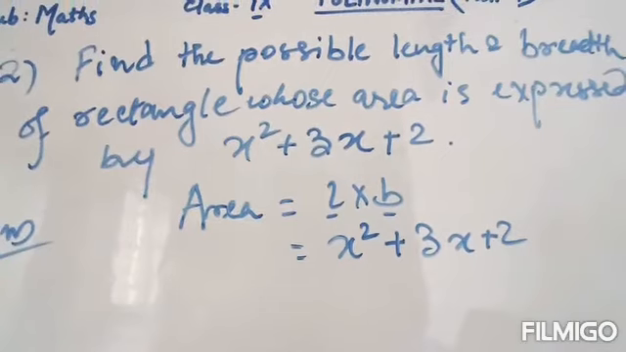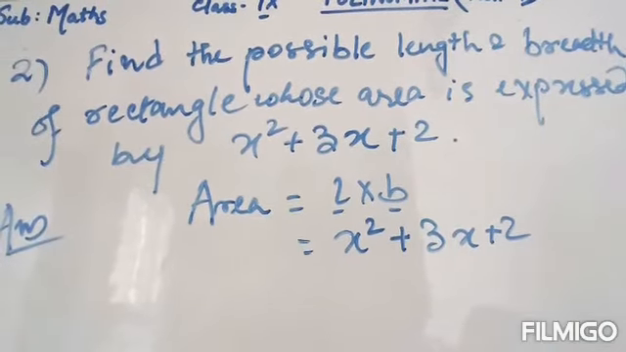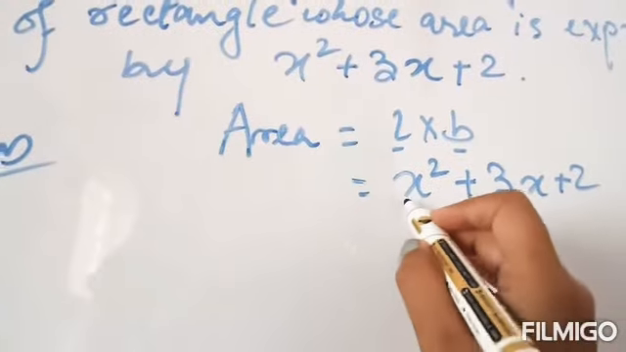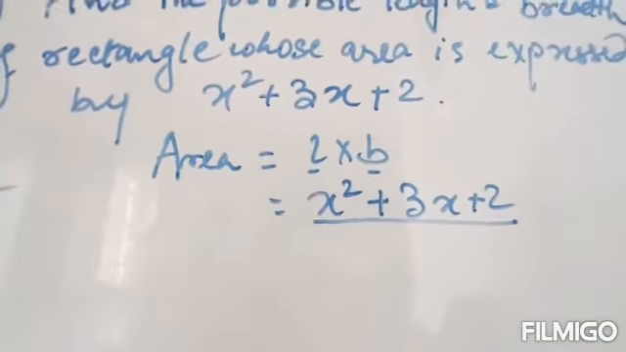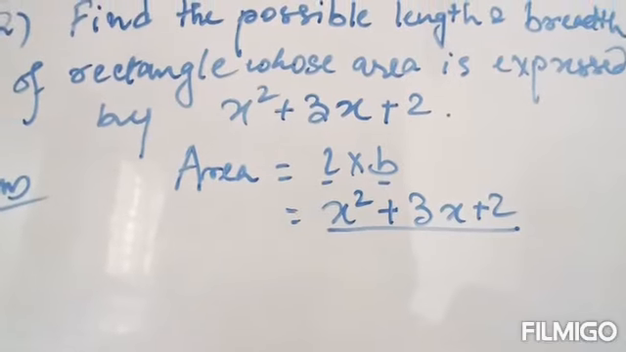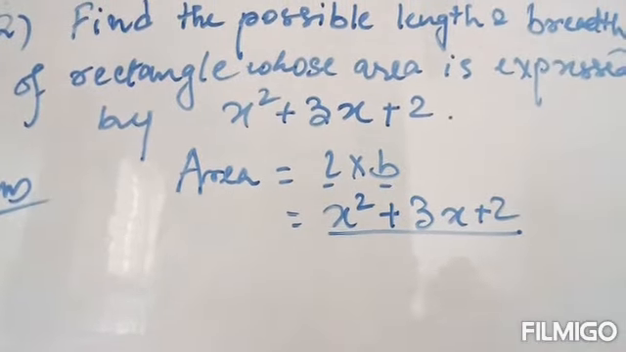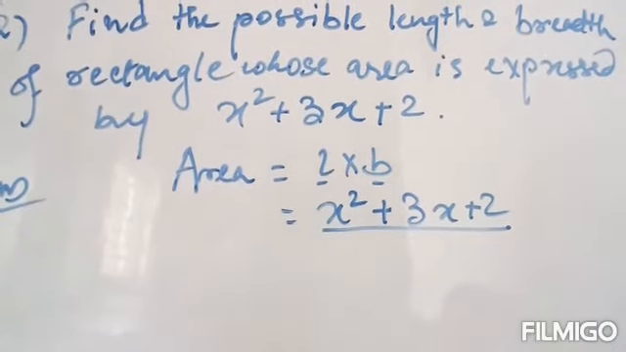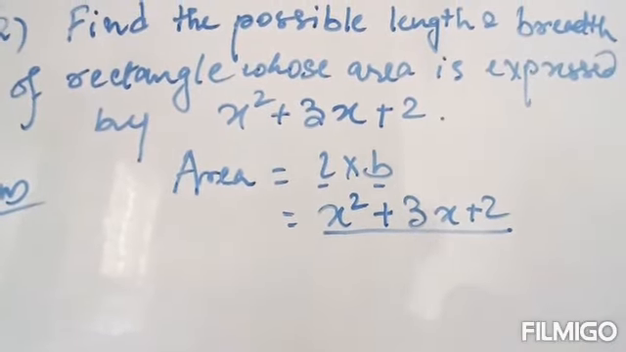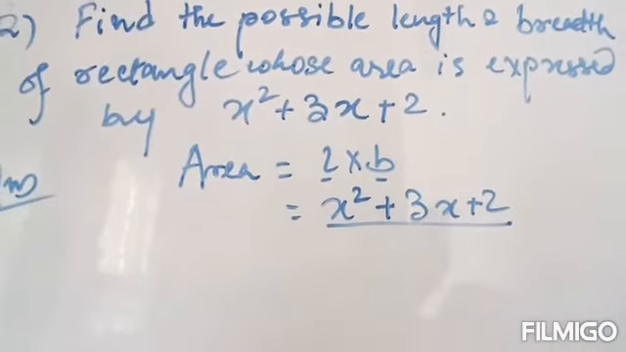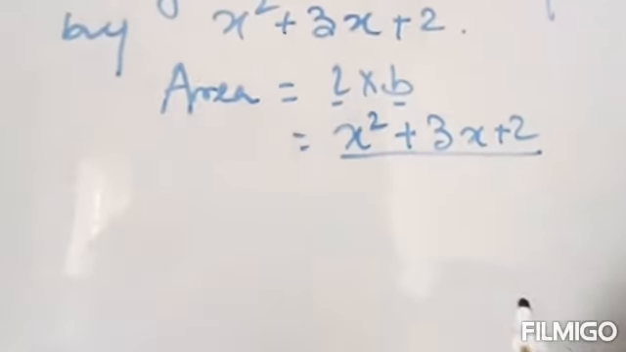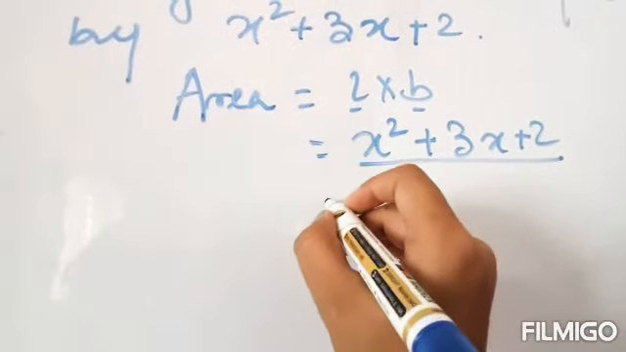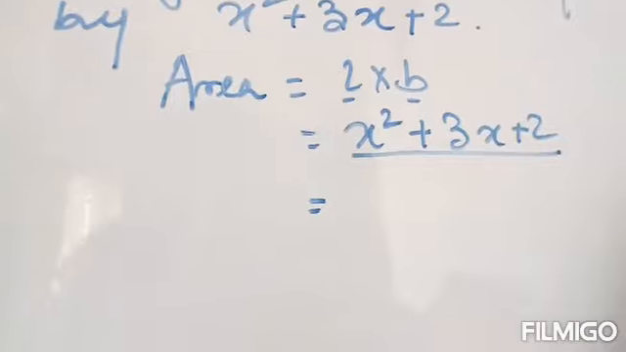Now how do we find the length and breadth out of it? For these types of problems, whatever polynomial is given, you need to factorize it. You can use the trial and error method, you can use the splitting method, or any method that I have already shown you. You have to find the factors. So I am using the splitting method.